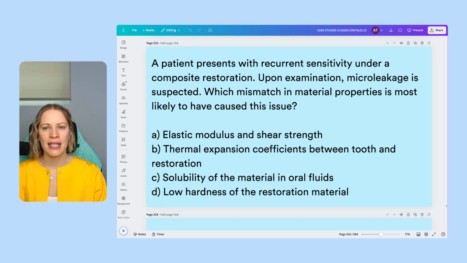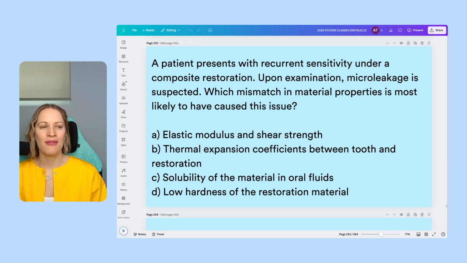So, the key points in this case study: a patient presents with recurrent sensitivity under a composite restoration. So, they have a composite filling, but they're still sensitive. And then upon examination, micro leakage is suspected. If you knew this, it's very rare to get micro leakage under a composite filling. It's more common in amalgams. But if it did happen, what was the issue? A, B, C, or D?